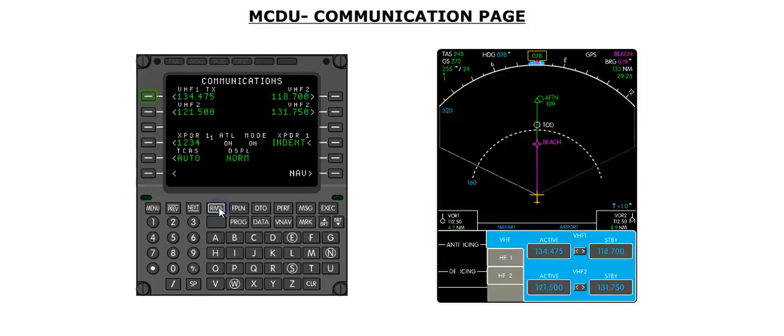This will display the communication page on the MCDU screen. This page will display the selected frequency for the VHF and HF radios. There are also options to control the transponders and the TCAS system. Click on the line select key adjacent to VHF1 to set the frequencies for VHF1.